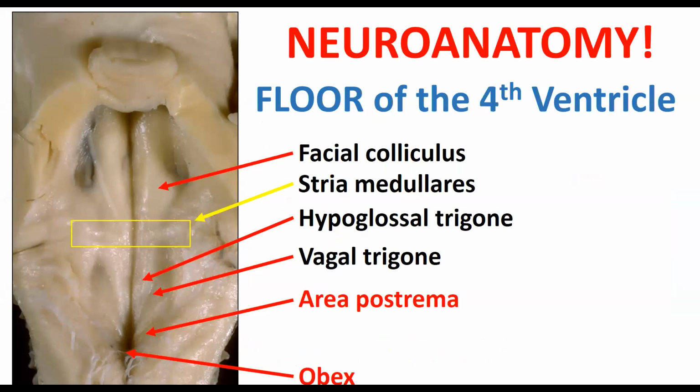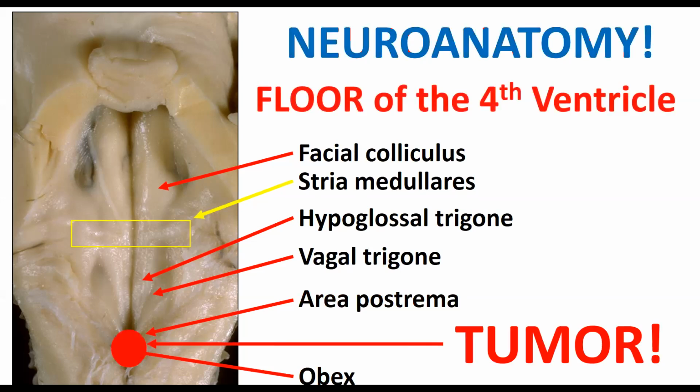And here's the floor of the fourth ventricle, neuroanatomy, starting rostrally: facial colliculus, the stria medullaris, which divide the rostral from the caudal halves of the diamond-shaped floor of the fourth ventricle. Then from medial to lateral, hypoglossal trigone, vagal trigone, and area postrema, and that is the key here. And then the obex in the midline, area postrema, bilateral circumventricular organ outside the blood-brain barrier, also known as the emesis center of the brain.